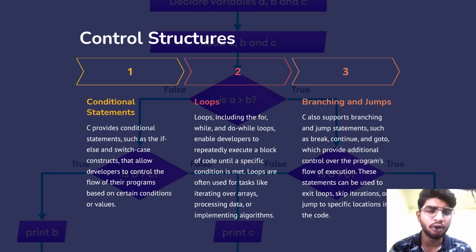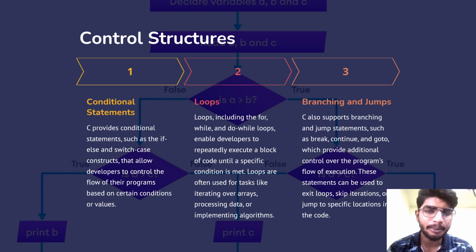2. Loops. Loops, including for, while, and do-while loops, enable developers to repeatedly execute a block of code until a specific condition is met. Loops are often used for tasks like iterating over arrays, processing data, and implementing algorithms.